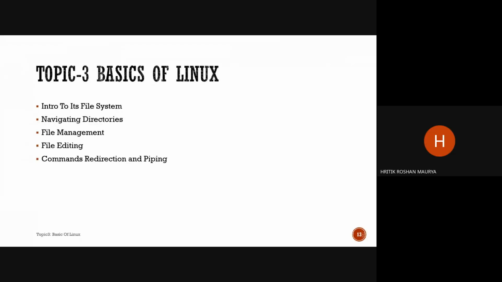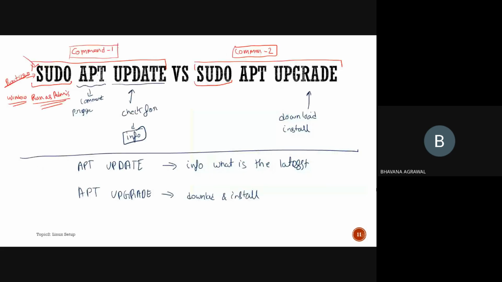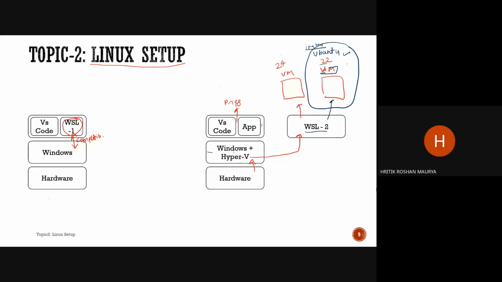Okay, so let us come to the basics of Linux: the file system, navigating directories, file management, file editing, commands and redirection, and packaging. We will cover all the points. One point about Ubuntu: we use Ubuntu and then we upload to Git. Then Linux, and what is the difference between Ubuntu and Linux? These are both different operating systems. Correct?